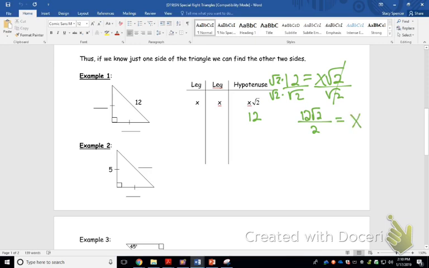Can we do anything else to that? Yes. Very good. We've got a 2 and a 12, so 12 can go to 6. So we would have 6 square root of 2 for our final answer. So then you would come back over here to your table, and you put in the value of the legs.